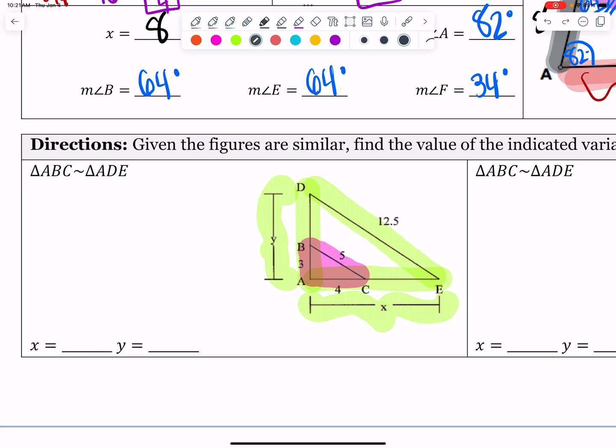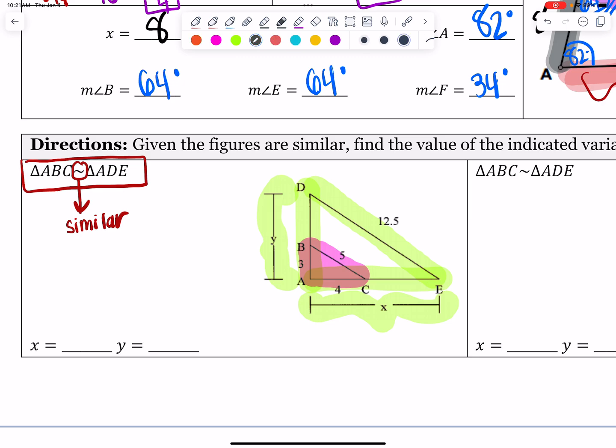So we are told from the very beginning that triangle ABC is congruent to, or not congruent, I'm sorry. This means, pause and slow down. This means that these are similar. We are told that these are similar, and so because we are told that they are similar, I'm able to find unknown pieces.